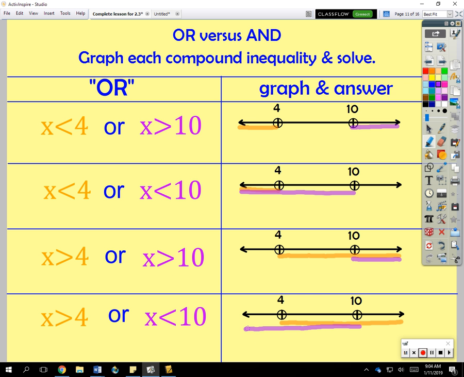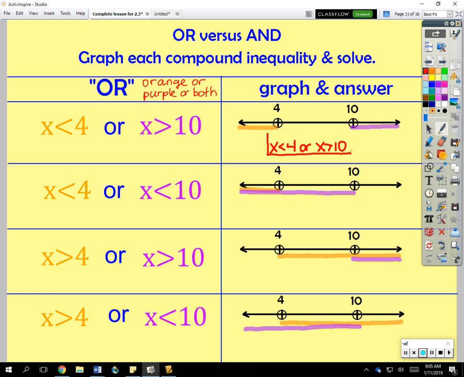Now, what you need to know is that "or" means orange or purple or both. So your answer is anywhere you see orange or purple or both. And on the first one, I see orange and purple separately. So I would say I see orange where x is less than 4, and purple where x is greater than 10. And that's actually my answer.